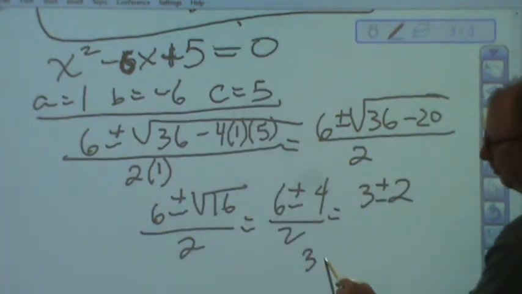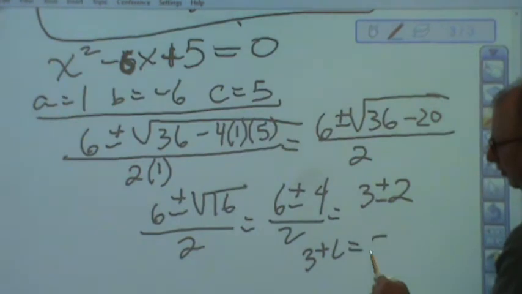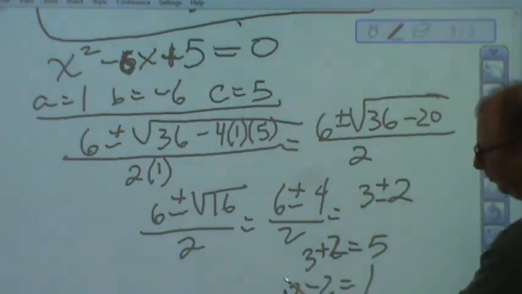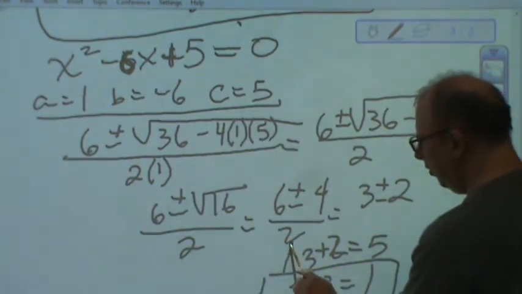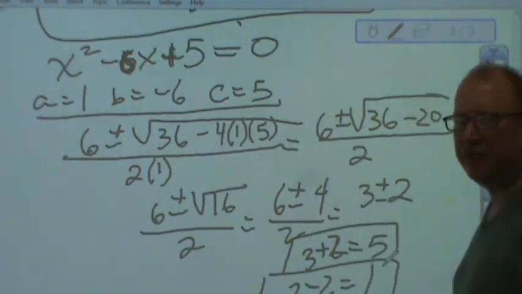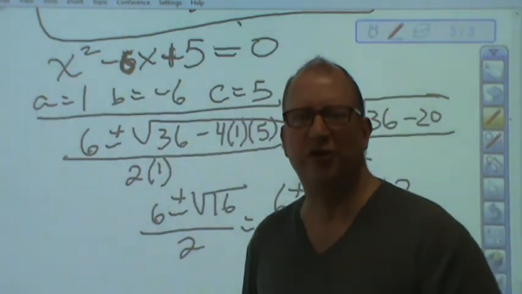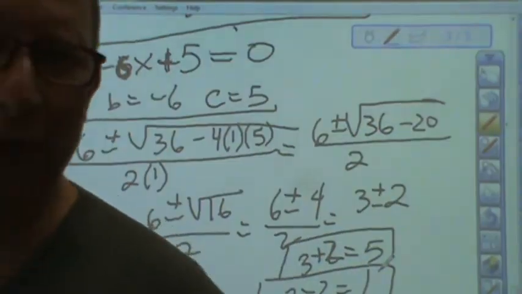And again, 3 plus 2 is 5. 3 minus 2 is 1. Lo and behold, we have the same answers that we had there. That's the quadratic formula. Good luck while you try practicing it. More importantly, understand it.